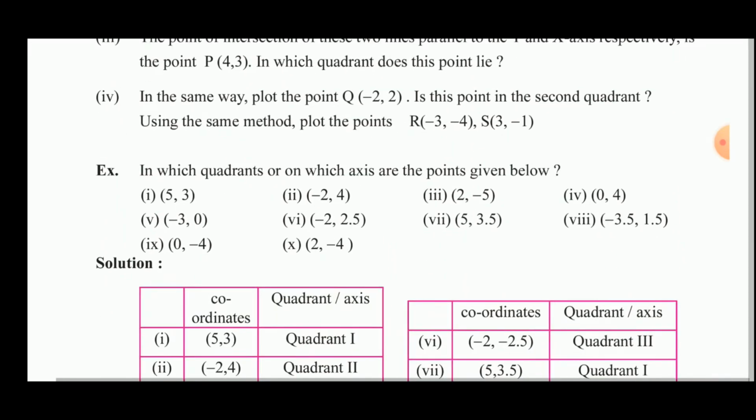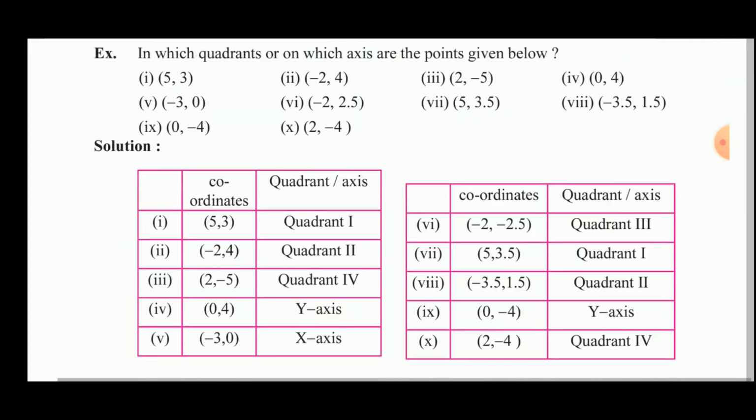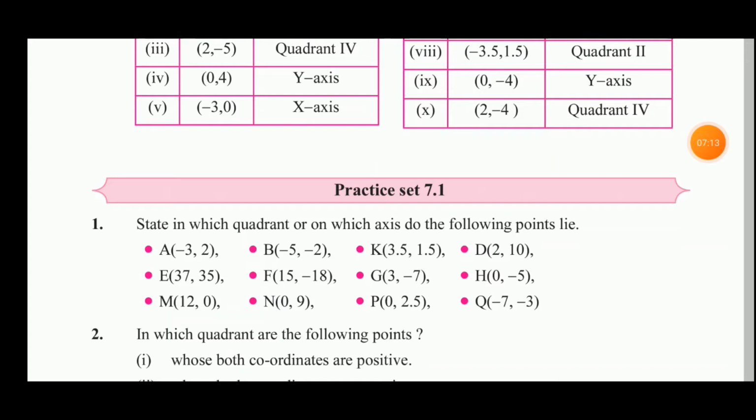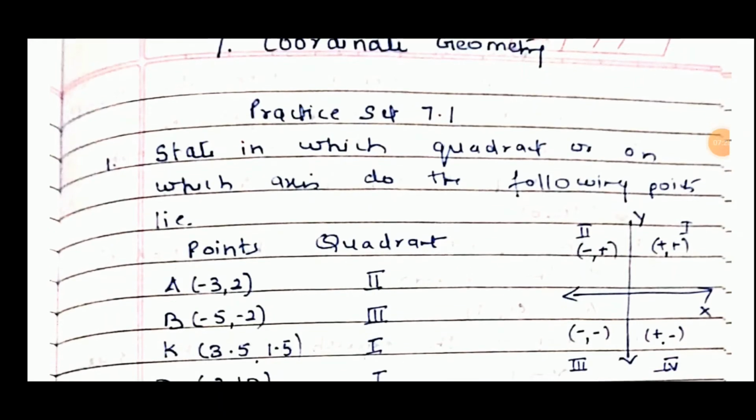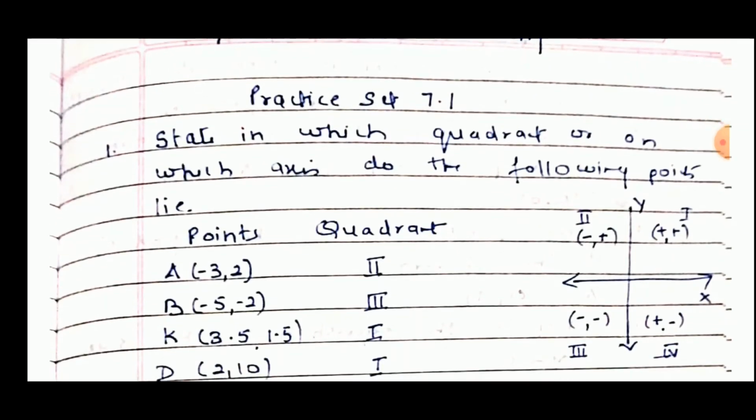Now the next question is here, this one. Let us see now the practice set 7.1. State in which quadrant or in which axis do the following points lie.